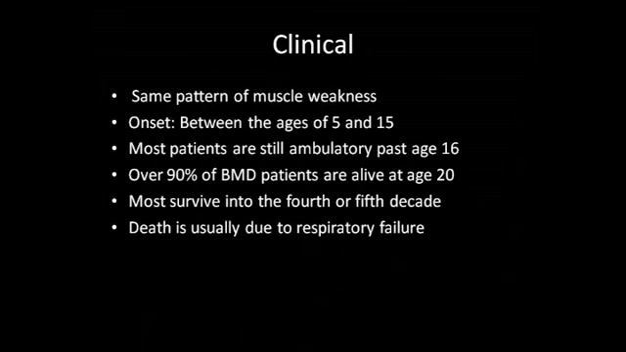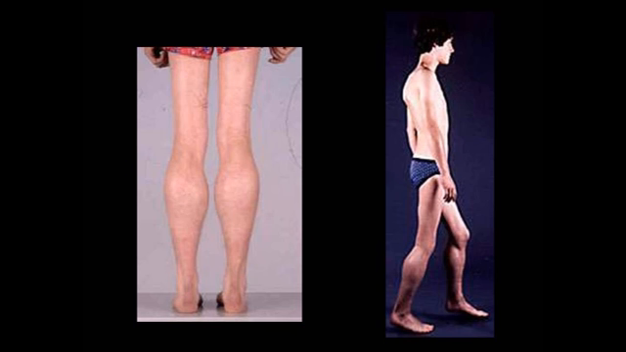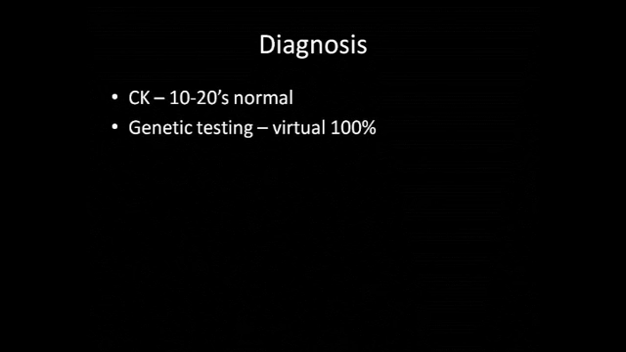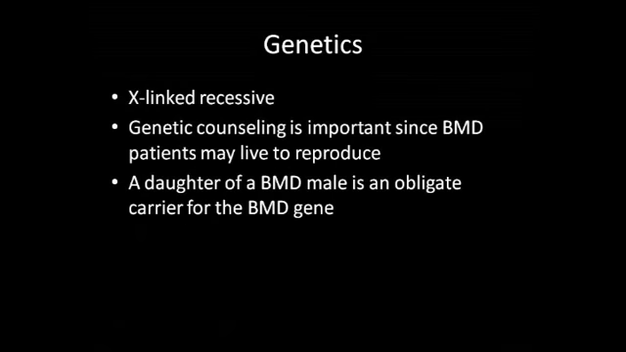So here are a few pictures of patients who have Becker's muscular dystrophy. You can again appreciate the calf hypertrophy. Diagnosis, very similar. You still have your elevated creatine kinase because this is an active muscle breakdown. And again, your genetics test will be virtually 100%, or certainly well over 90%. What's important in Becker's is genetic counseling. These boys grow up, have families, and need to be aware of how this condition is passed on, as I went through previously.